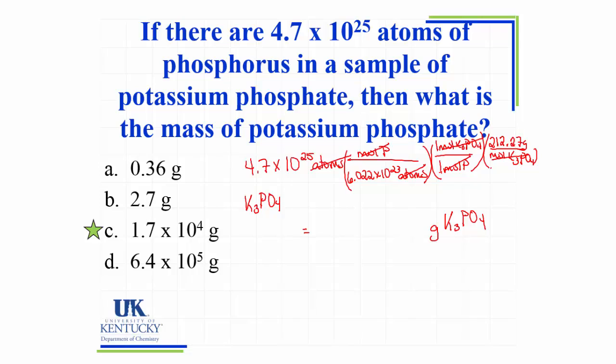When I do that, I get 16,567 grams, but I notice that I have 5 digits here and I can only have 2 significant figures in my answer. So I need to round this, and I'm going to write it in scientific notation so there's no question of how many numbers I have in my answer. So I write this as 1.7 times 10 to the 4th grams of potassium phosphate. And that mass of potassium phosphate contains 4.7 times 10 to the 25th atoms of phosphorus.